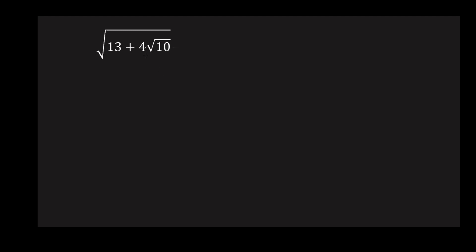Okay, the key is to rewrite 4 square root 10 as 2 times 2 square root 10. This is the same as before. So first, let's record the perfect square formula in our mind. (a + b) squared is equal to a squared plus 2ab plus b squared.